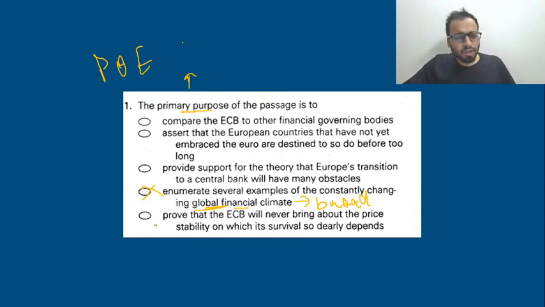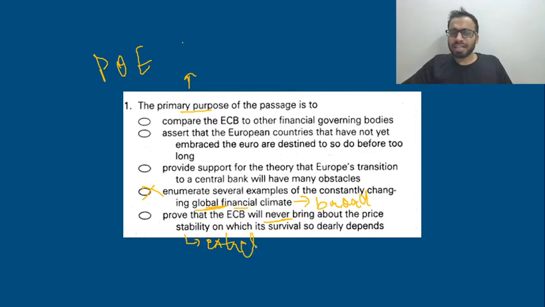Similarly, look at option E. Prove that the ECB will never, this is a very strong word, will never bring about the price stability on which its survival so dearly depends. Now, this answer option is extremely negative.